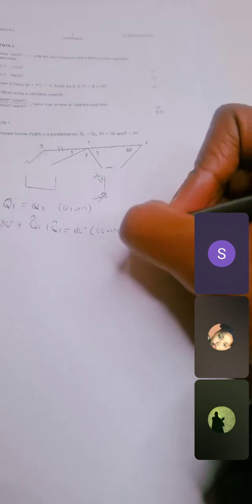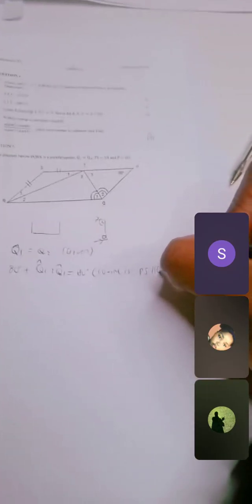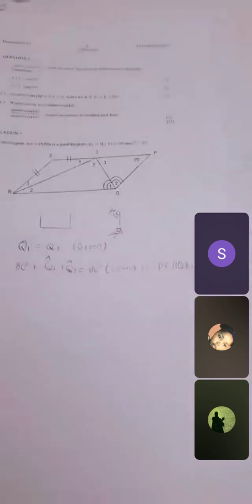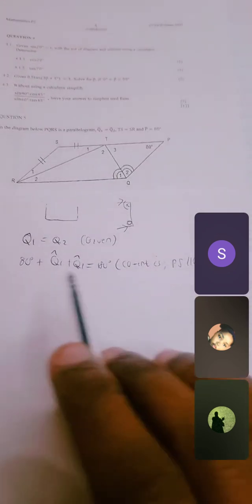Co-interior angles. Then you state your parallel lines: PS is parallel to QR. Because you must state those lines that are parallel whenever you use co-interior angles. Okay. Yes. So then you do the maths.